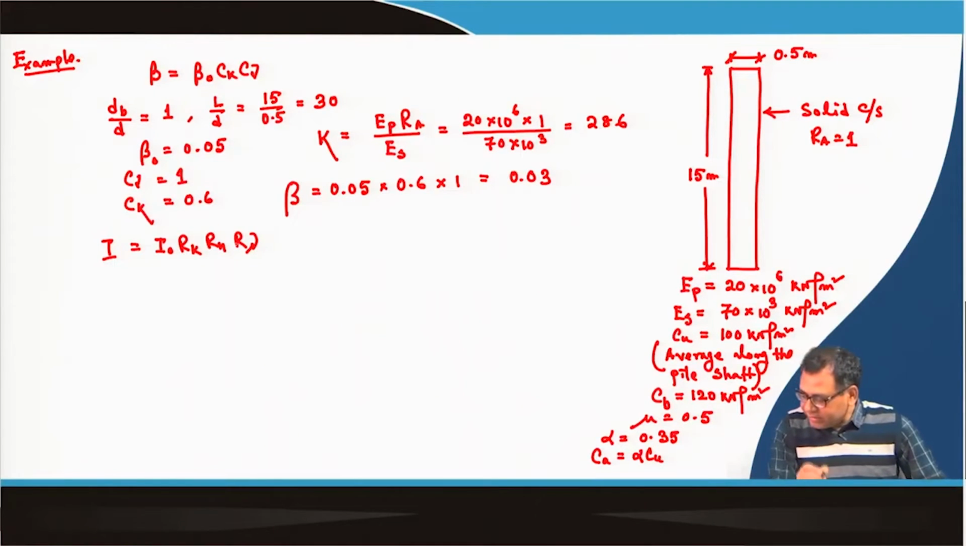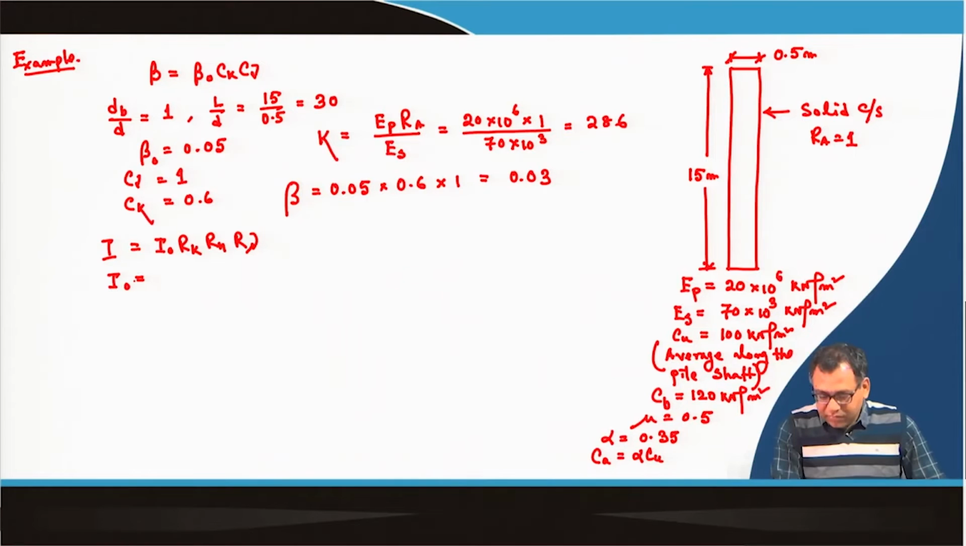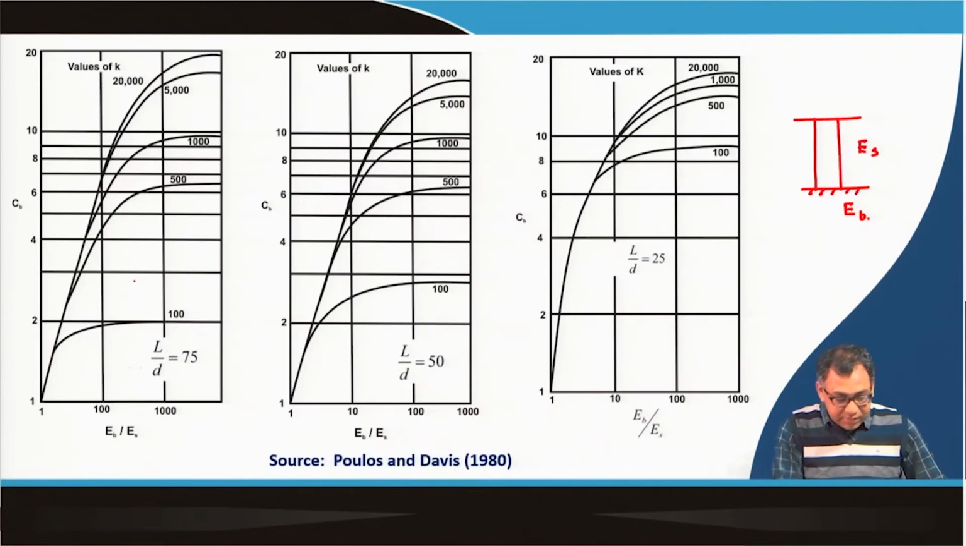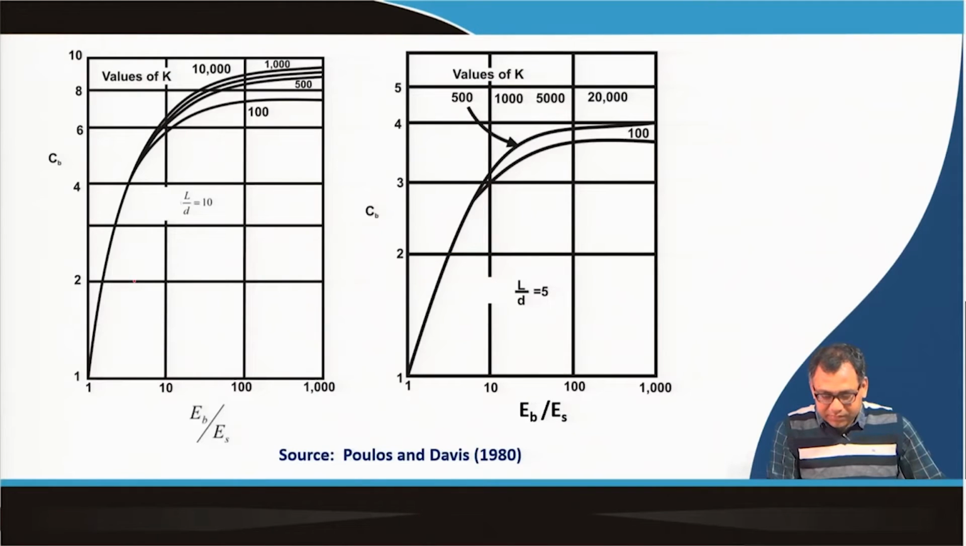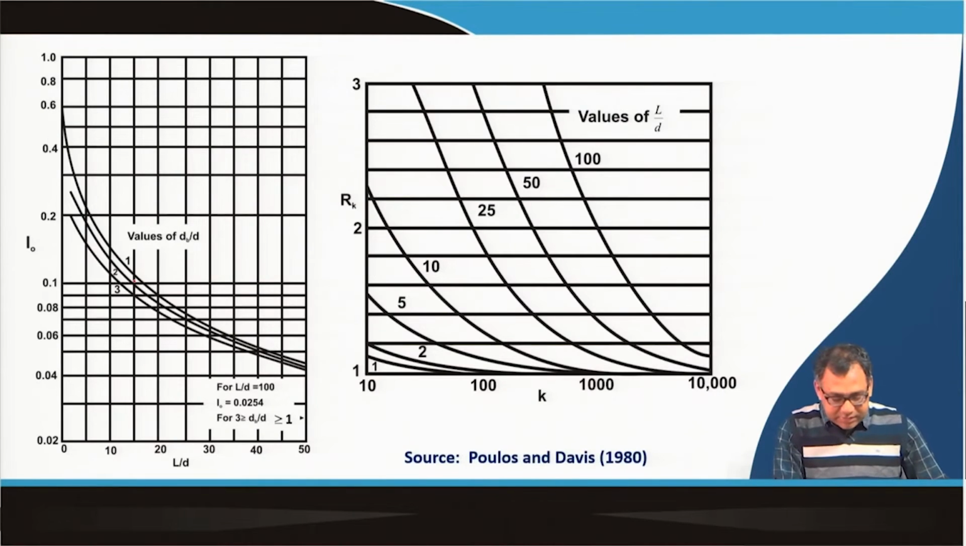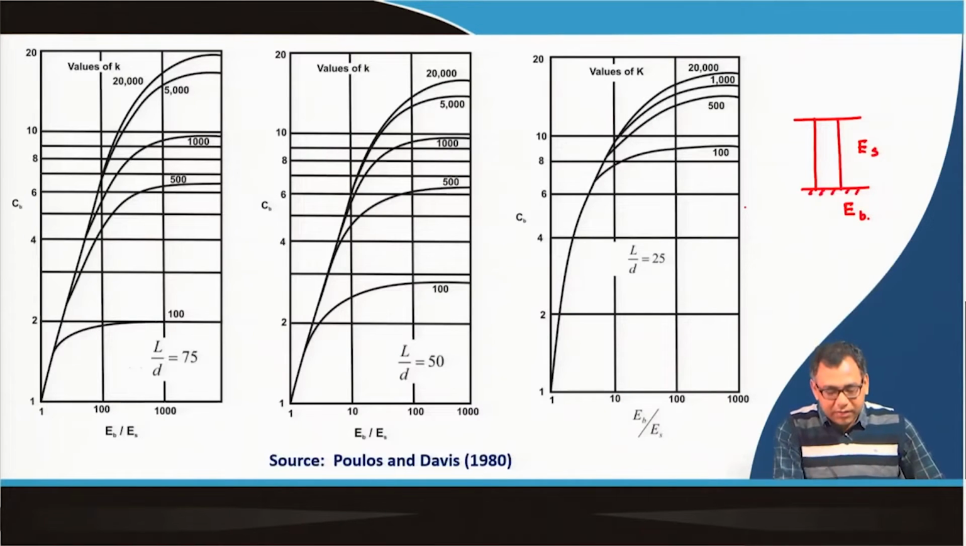So, again this I 0 we have to calculate, and I 0 value we can calculate from the chart that I have given. Anyhow, here is the I 0 chart, yes, this is the I 0 chart, because this is C k and C nu for floating pile. Similarly, for end bearing pile we have to introduce C b, but here it is not an end bearing pile. So, that is why we are not taking the C b value.